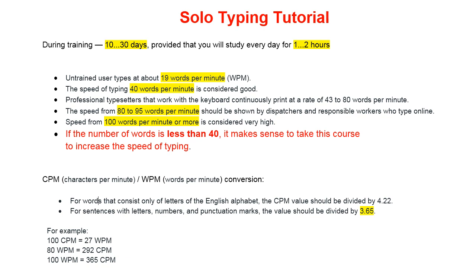In English typing, the speed of typing is measured by the number of words per minute. Studies have shown that an untrained user types at about 19 words per minute. The speed of typing 40 words is considered good. Professional typesetters that work with a keyboard continuously print at a rate of 33 to 80 words per minute. This is the norm for professionals.